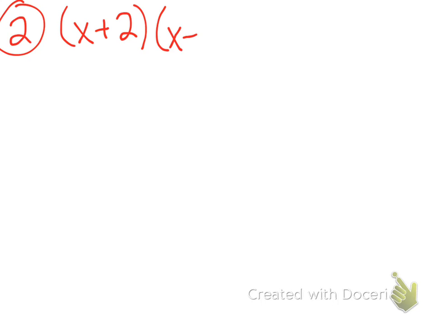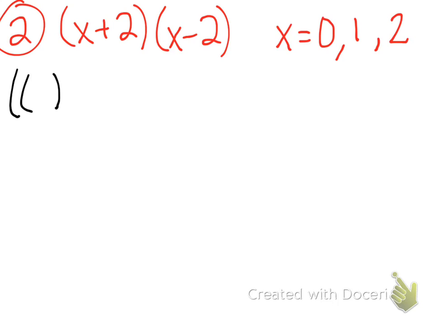Okay, so problem number 2. We have x plus 2, x minus 2, and I want x to equal 0, I want x to equal 1, and I want x to equal 2. Everyone agree that that's the problem we're working on? I'm going to set it up the same way. I am just going to take the x's out, and I'm going to put blanks for right now.